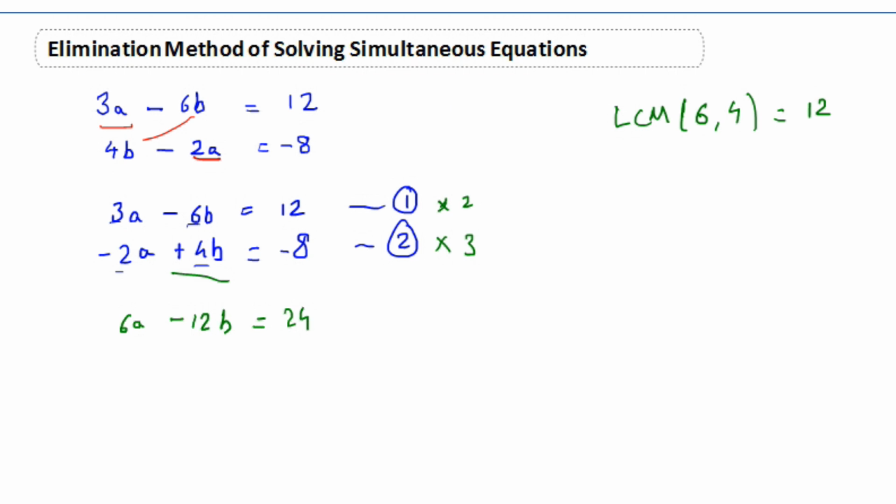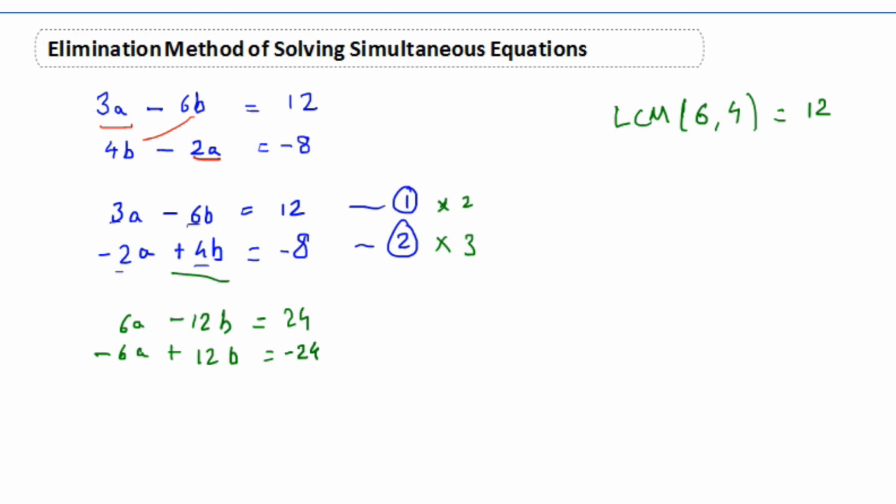Then coming to the second equation, I need to multiply both sides by 3. So 3 times negative 2 is negative 6a. 4 times 3 is 12, so we get positive 12b, and negative 8 times 3 is negative 24.